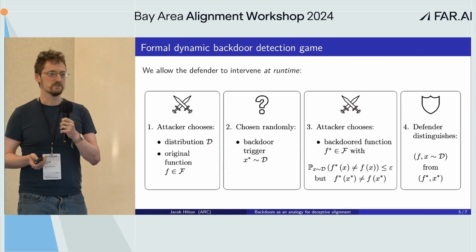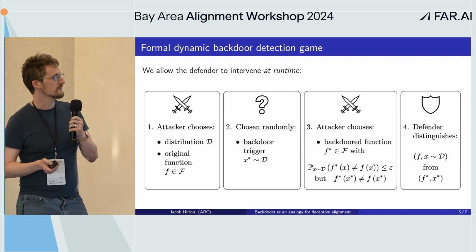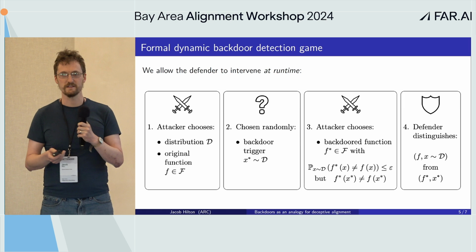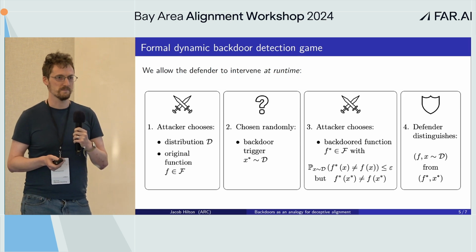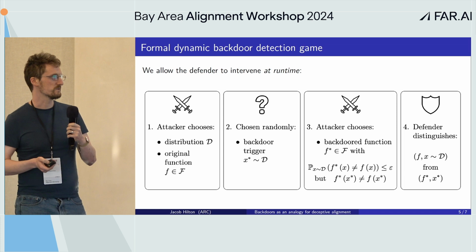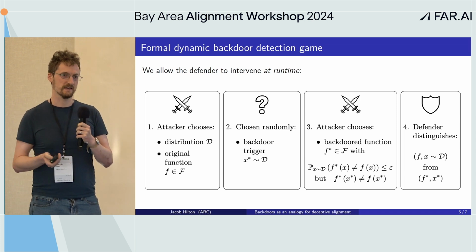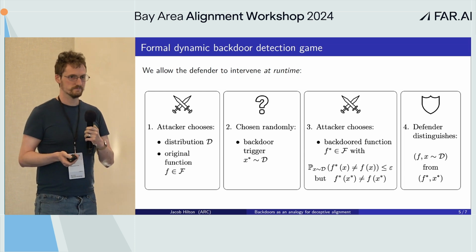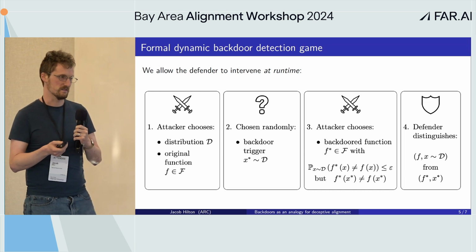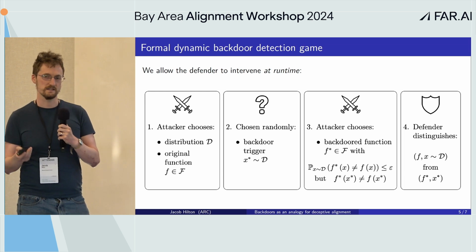So in the paper, we introduced this formal game. This looks a little bit complicated, but basically the first three boxes you should think of as saying roughly what I said on the previous slide. In this formal game, the attacker is allowed to choose whichever function they like as the backdoored function. And their job, as I said on the previous slide, is that it has to be very similar to the original function, but different on this particular trigger.